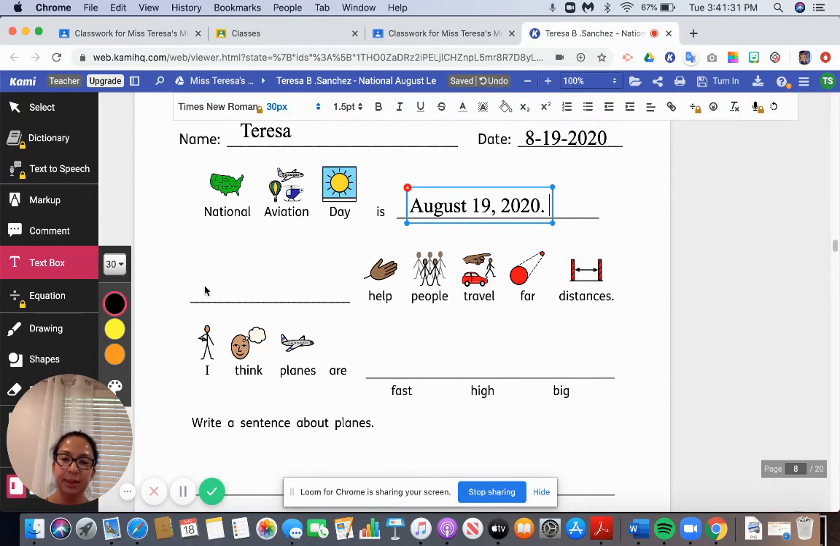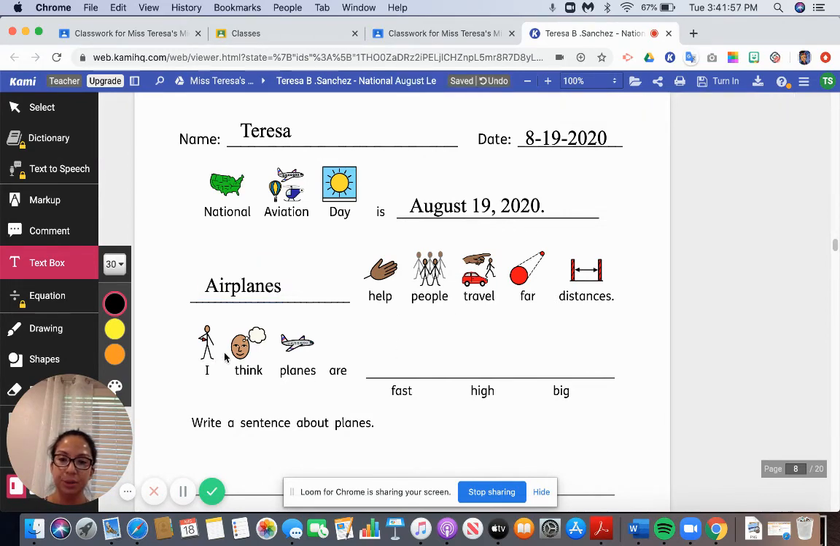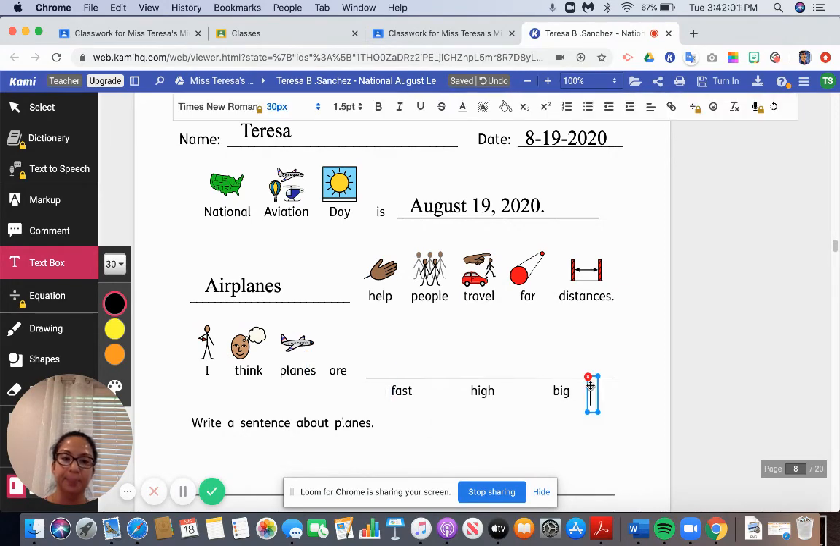Okay, and then this is a fill in the blank sentence. Blank helps people travel far distances. What helps people travel far distances? What did we talk about? We talked about planes or airplanes. Planes. Or I can write, and maybe I will do that, airplanes help people travel far distances. And what do I think? I think planes are fast, high, or big.